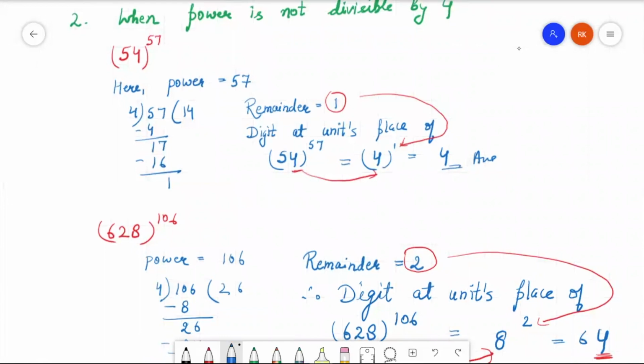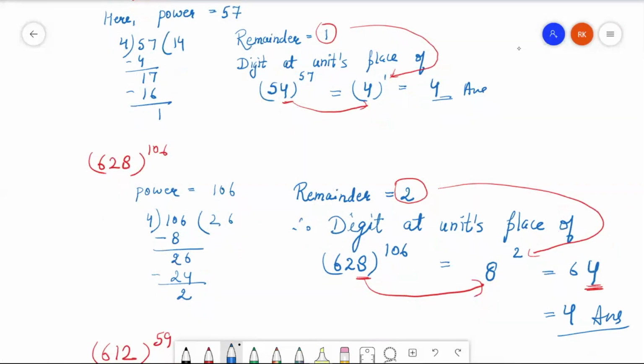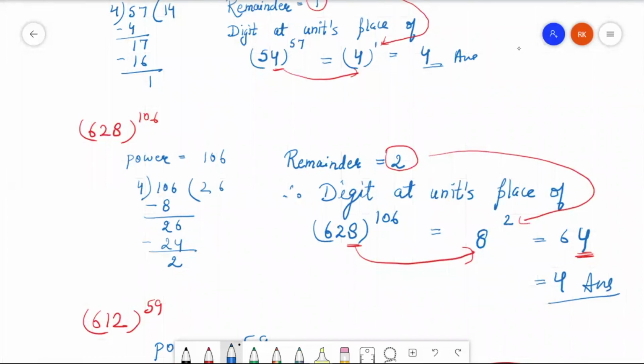The next example is 628 raised to the power 106. Here we have 8 at its units place and 106 is not divisible by 4. When we calculate the remainder, we get 2. So the digit at the units place of 628 raised to the power 106 will be 8 raised to the power 2. This 8 is the digit at the unit place of the given number, and 2 is the remainder. So 8 raised to the power 2 is 64. Now here we are getting a 2-digit number, so we take the unit place of this number as the answer. So we will get the answer as 4.